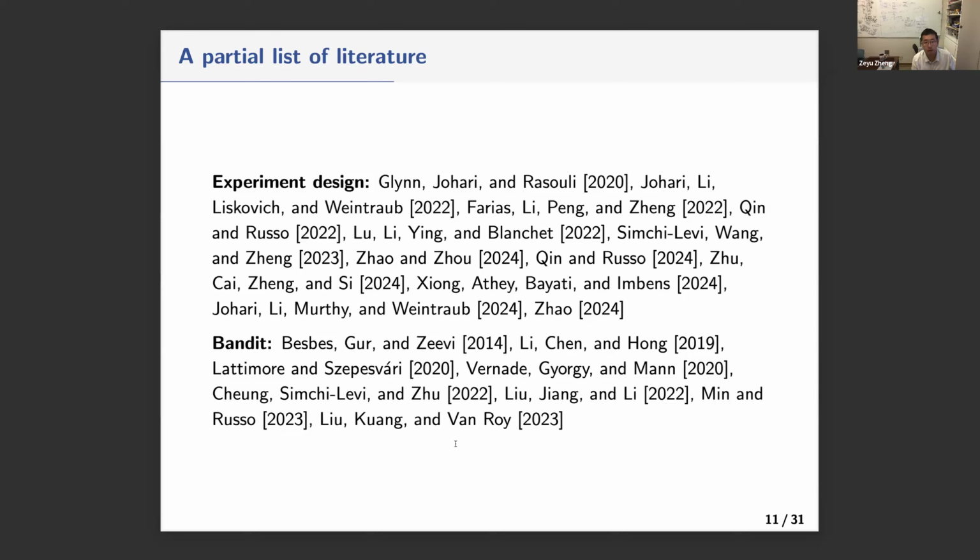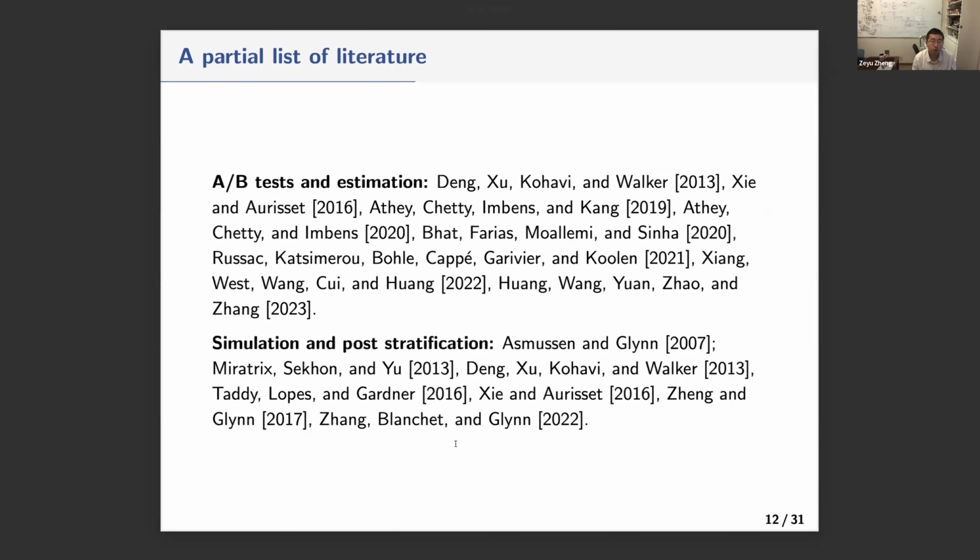We're not controlling the experiment designing process. Our work is closely related to the existing estimation of A/B tests, and closely connected to the simulation literature, in particular the post-stratification method that we're using and developing our estimator based on, making some moderate changes compared to the classical post-stratification method. This is a partial list of literature related to our work.